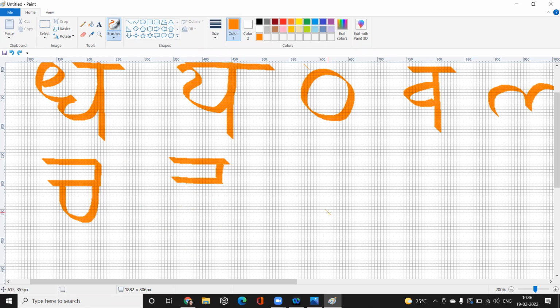But in case of ya, again, it changes the form and it is written like this. So this shape that you see is basically ya and ra on top. So this shape you will have to remember. This is how this ya is written when written with the matra ra. Okay. Now comes this dha.